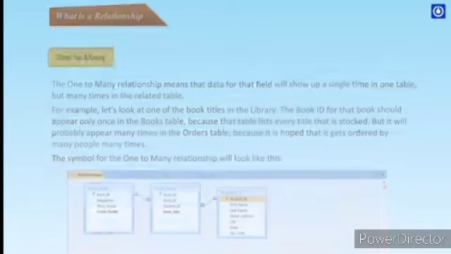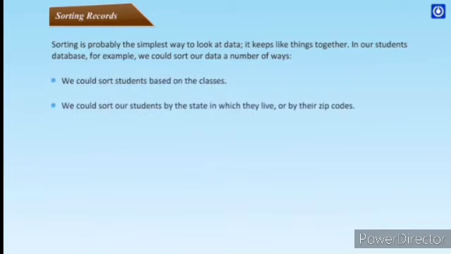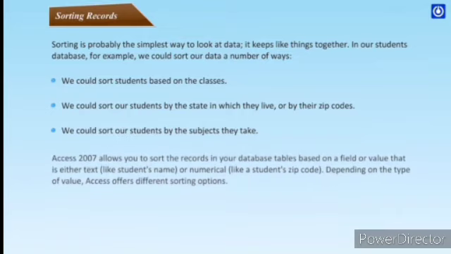One-to-many, many-to-one. Sorting records. Sorting is probably the simplest way to look at data. It keeps like things together. In our students' database, for example, we could sort our data a number of ways. We could sort students based on the classes. We could sort our students by the state in which they live or by their zip codes. We could sort our students by the subjects they take.